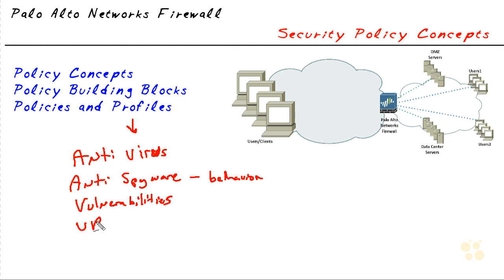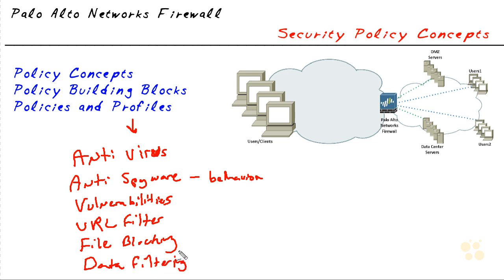URL filtering is handled via this. File blocking would be another one. And data filtering. File blocking is going to be by certain types of files, whereas data filtering will be more like the content of that information. So things like social security numbers, credit cards, really whatever you define as far as the data patterns and stuff like that. These can, of course, be combined into policy groups.